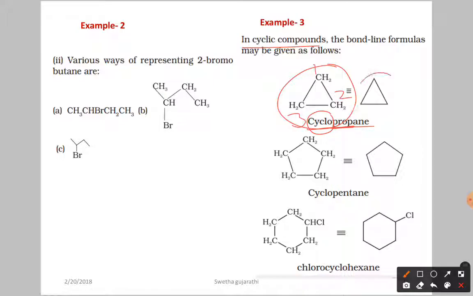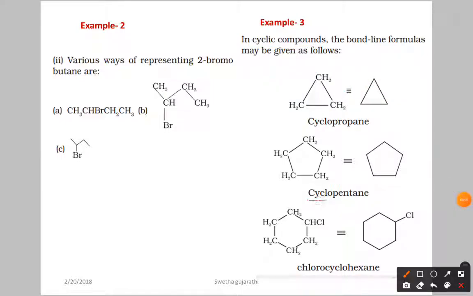This is the bond line representation. In bond line representation, each corner indicates one carbon. So this is the first carbon, second carbon, third carbon. In organic chemistry, if you write a triangle, the triangle indicates cyclopropane.